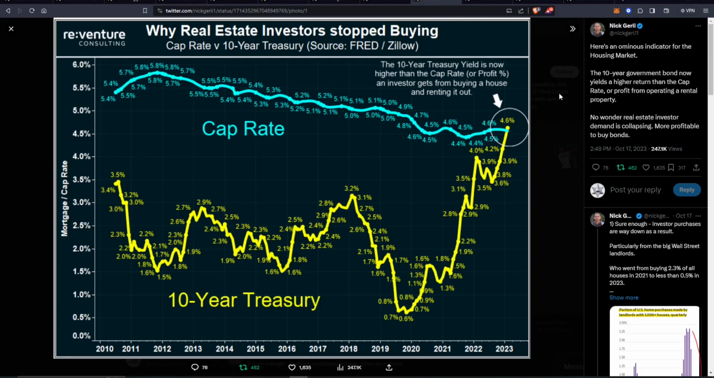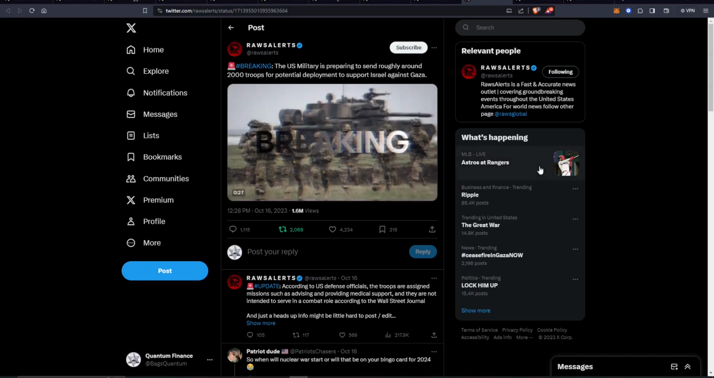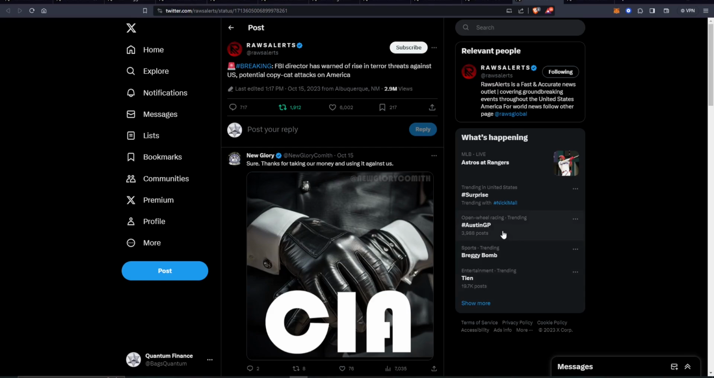So here's an interesting chart showing the cap rate versus the 10-year yield. The 10-year yield is now getting a higher return than the cap rate, which is the profit from operating a rental property. So now you can earn more money just sitting in cash and in debt than you can from owning real estate. We also had some breaking news that the U.S. military is preparing to send 2,000 troops to support Israel. We also have the FBI director warning that a rise in terror threats against the U.S.